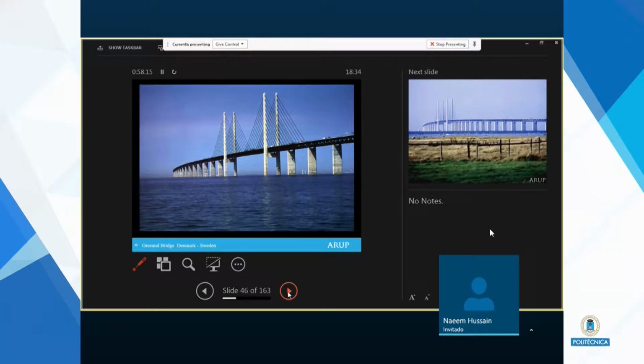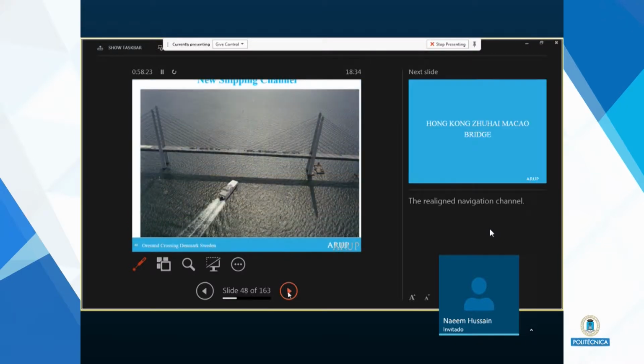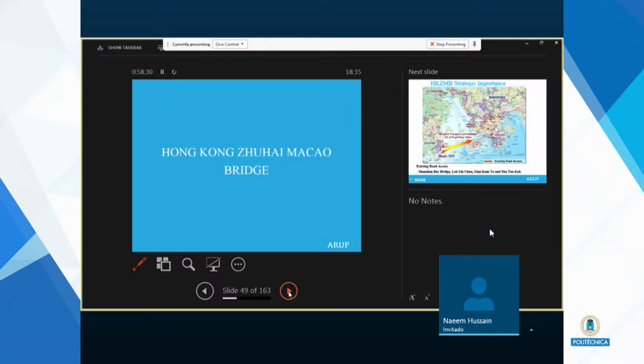Simple, clean lines in the open environment, a view from the bank, and then there is an aerial view. So that was the design for long span bridges, what we did. Then I will jump from there to what has been in the press very recently, the Hong Kong, Zhuhai, Macau bridge.